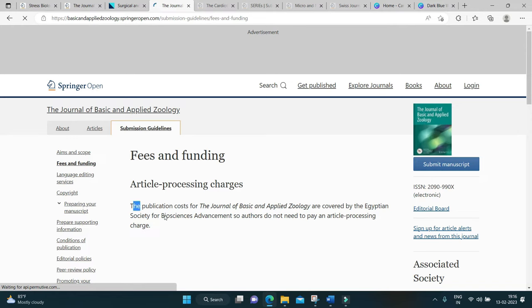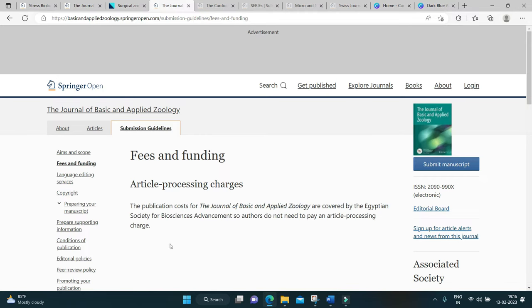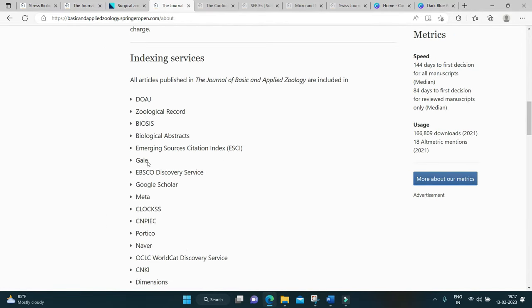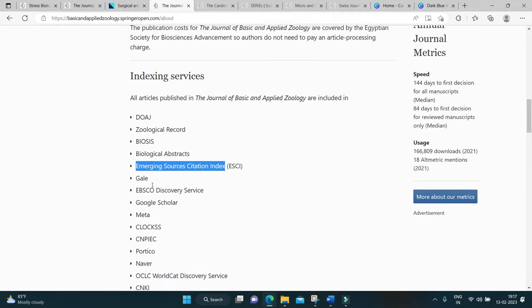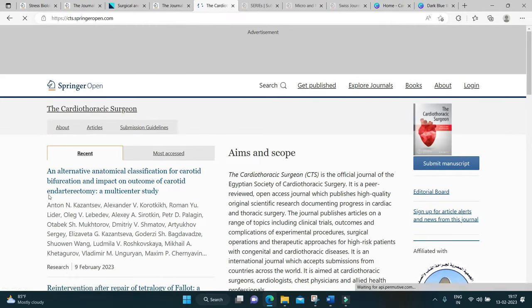So here you can see the publication costs for the Journal of Basic and Applied Zoology are covered by the Egyptian Society of Biosciences Advancement. So authors do not need to pay an article processing charge. So this is a free journal. You can submit your manuscript if it falls under the aims and scope of this journal. It is indexed in the Emerging Sources Citation Index and other reputed databases.